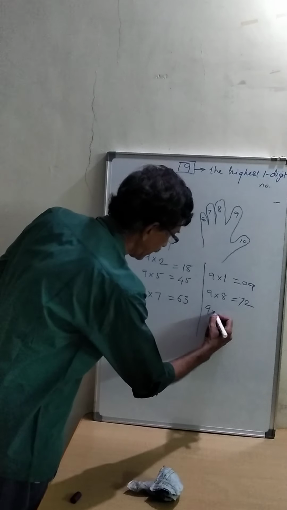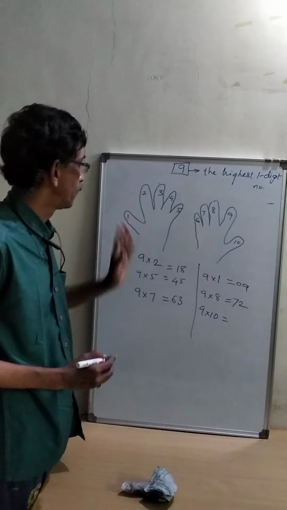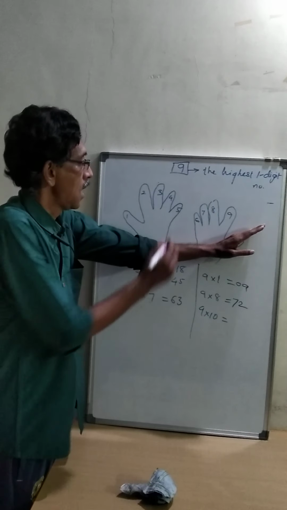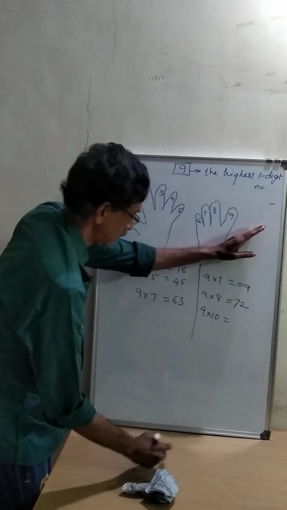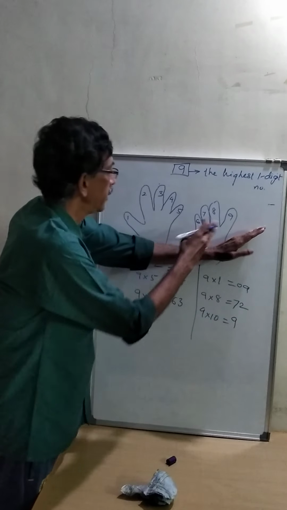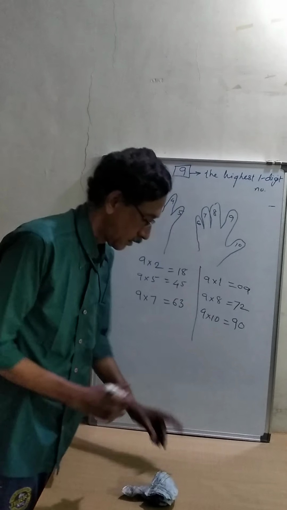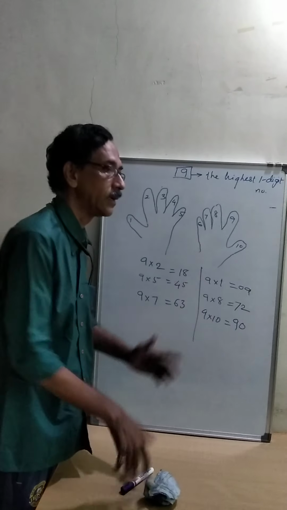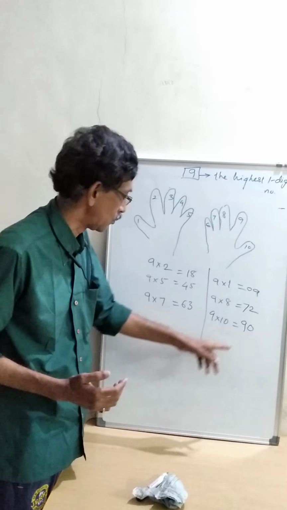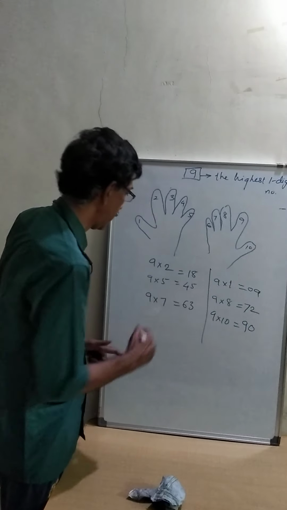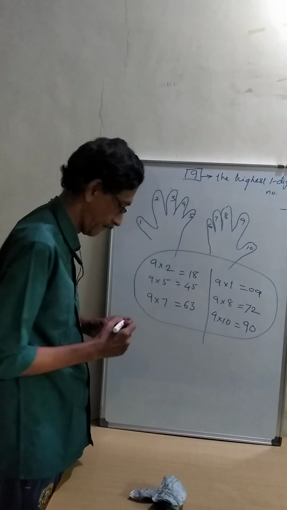Suppose we look at 9 tens are. Okay? 9 tens are. Block 10. How many fingers are there before 10? 9 fingers. So we write 9. How many fingers are there after 10? No fingers, because a human being has only 10 fingers. So there are no fingers after 10. So there are 0. So this is how you can write the table of 9.